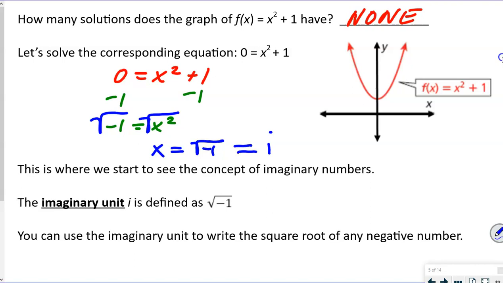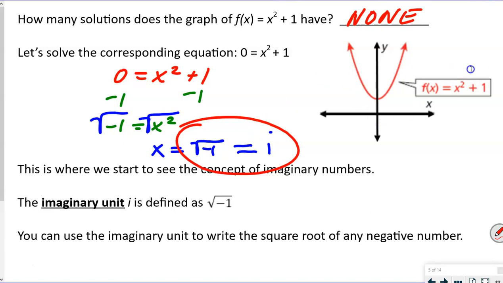So i is equal to the square root of -1. Everybody say that. i is equal to the square root of -1. This is the new concept for the day right here, y'all. That's it right there, okay? Most of everything else we're going to do today is old stuff, but this is the new stuff, okay?